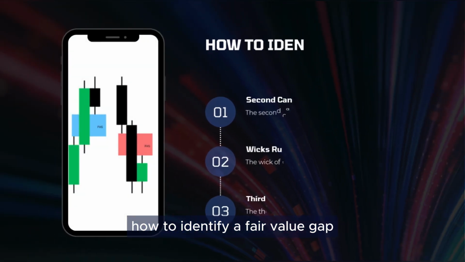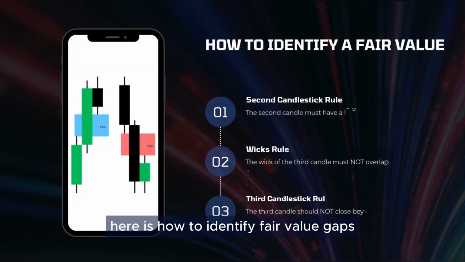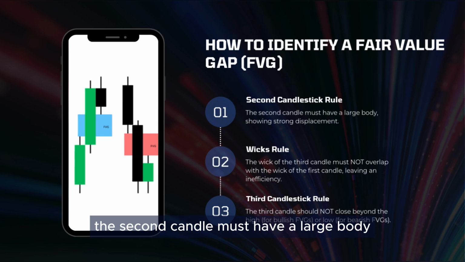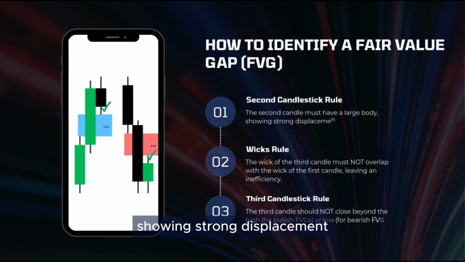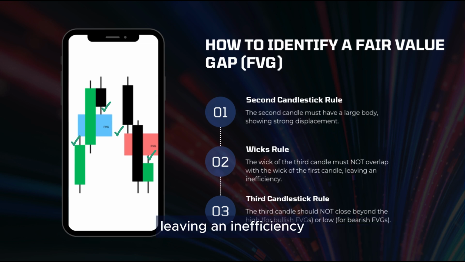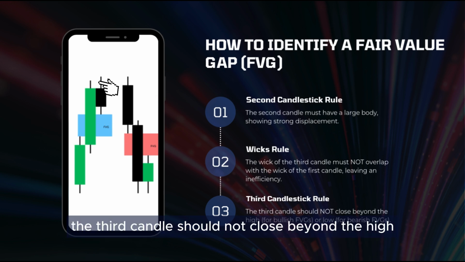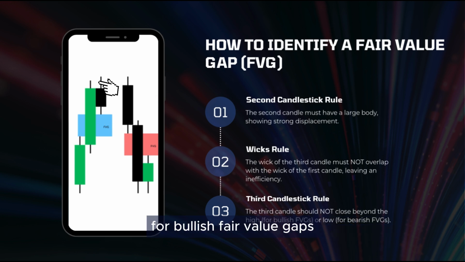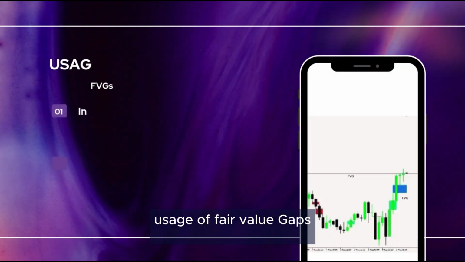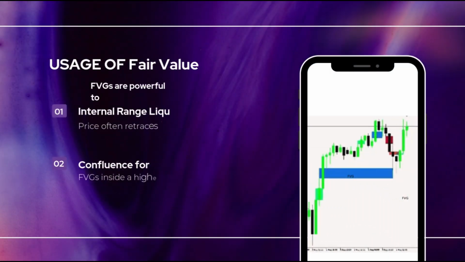How to identify a fair value gap? Here is how to identify fair value gaps. The second candle must have a large body, showing strong displacement. The wick of the third candle must not overlap with the wick of the first candle, leaving an inefficiency. The third candle should not close beyond the high for bullish fair value gaps or low for bearish fair value gaps.